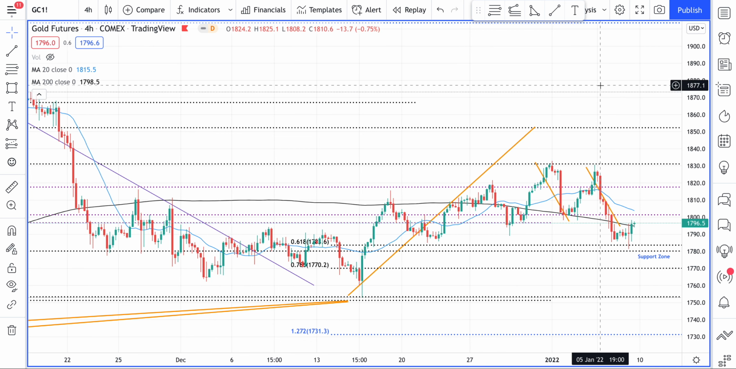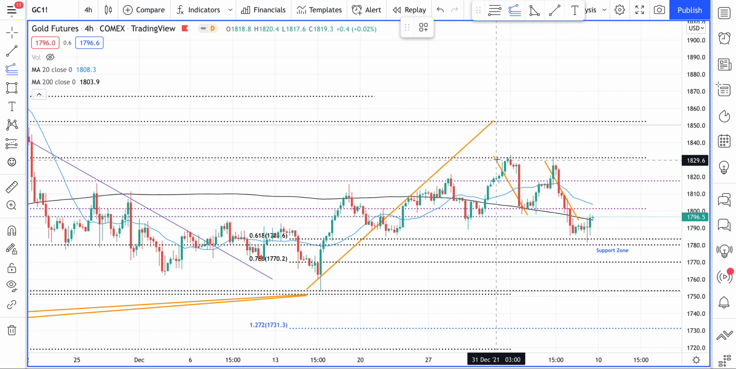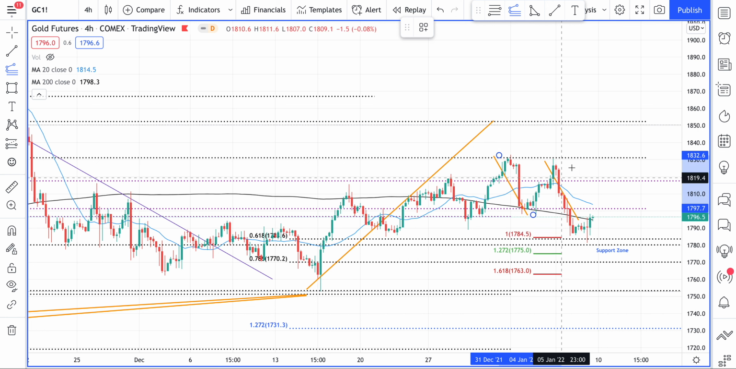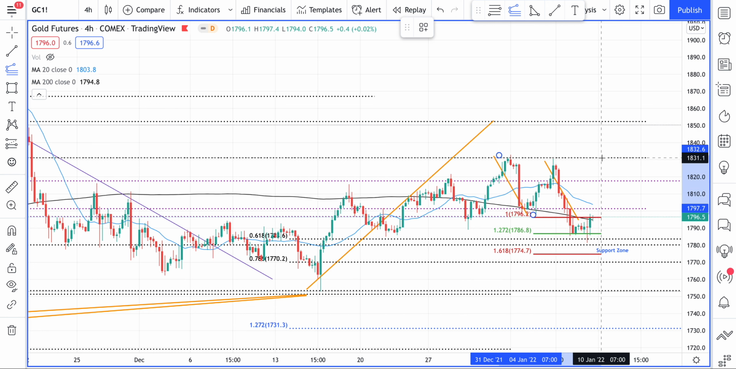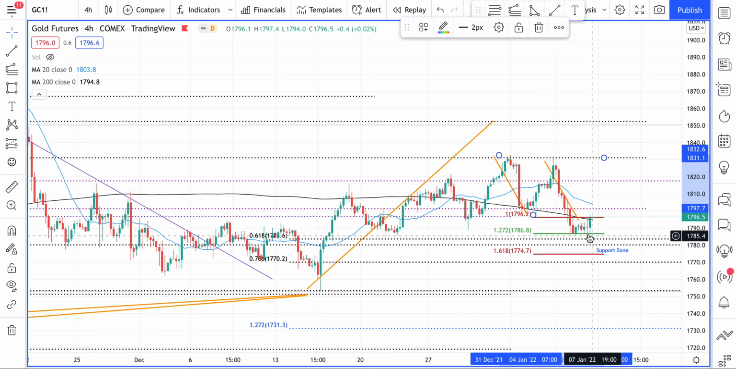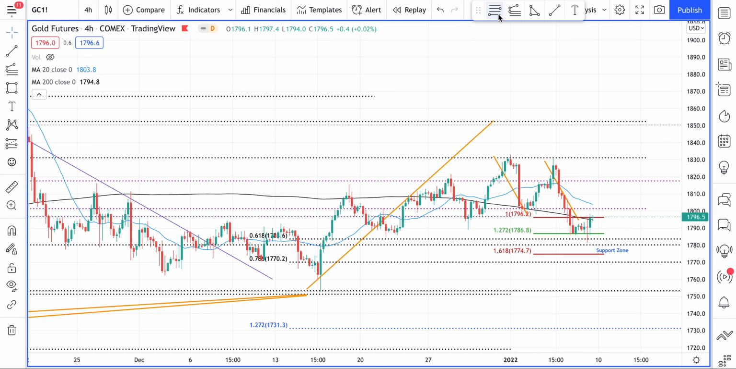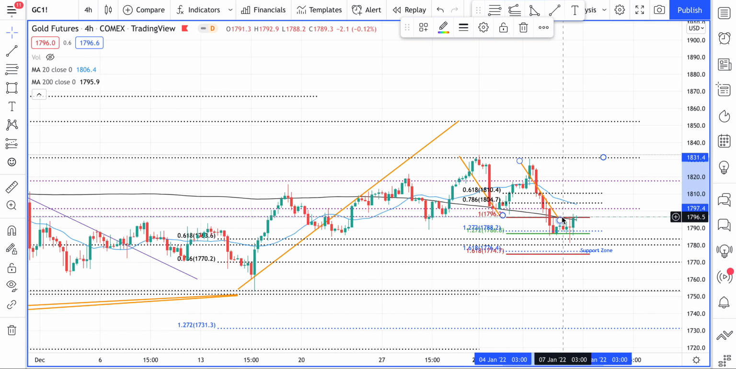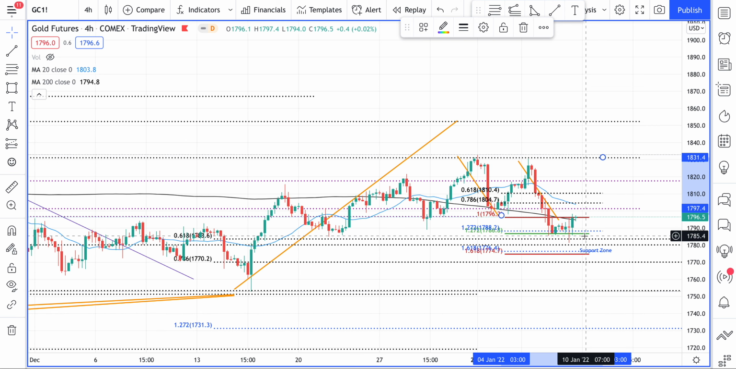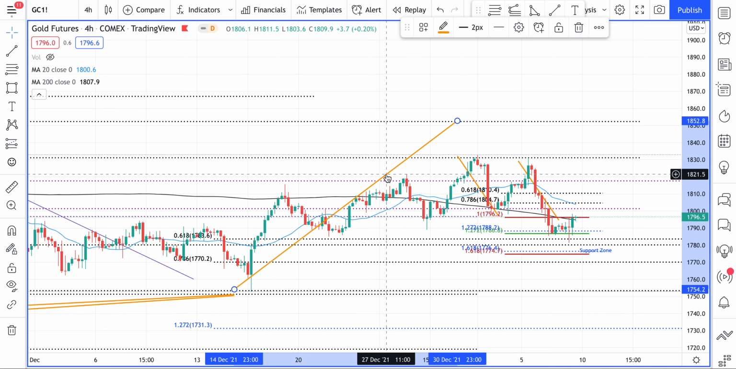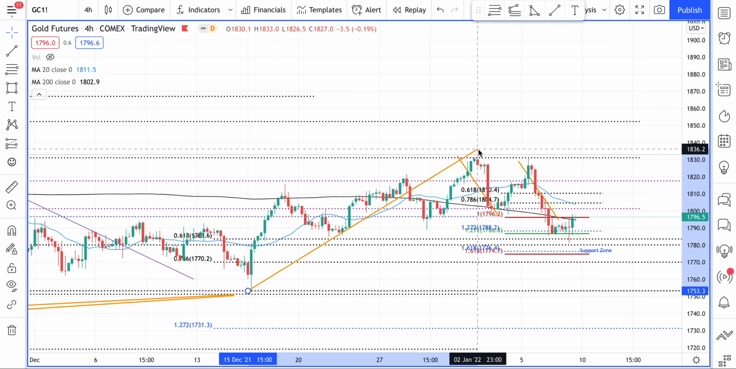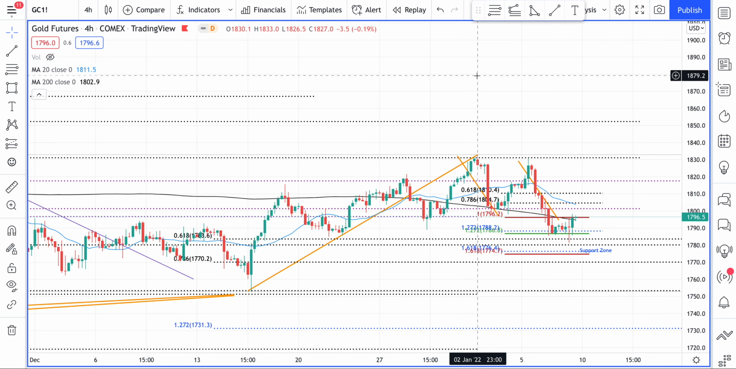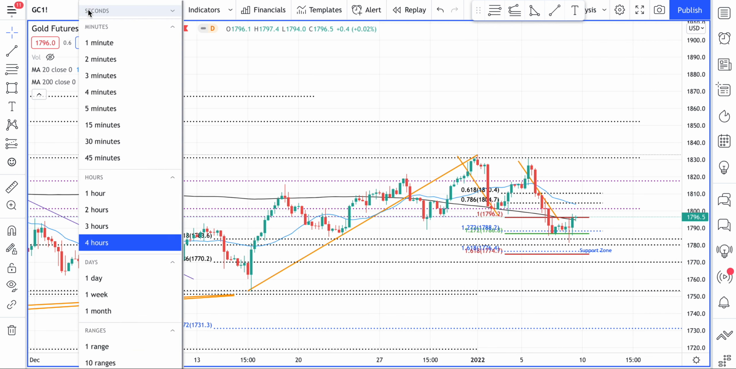So here, what it has done is basically we see this. Okay, so this is the 1.272. Let me actually take a look at the expansion of this. So a number of things coming together. The main reason is the 61.8% retracement level of this move from here to here. Gold found support. Okay, so this is what we are looking at.